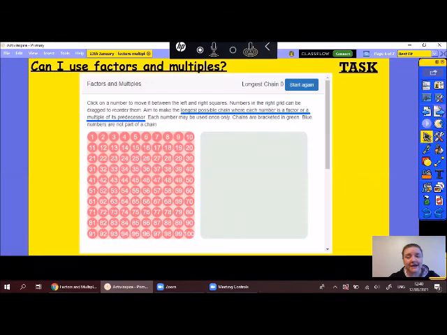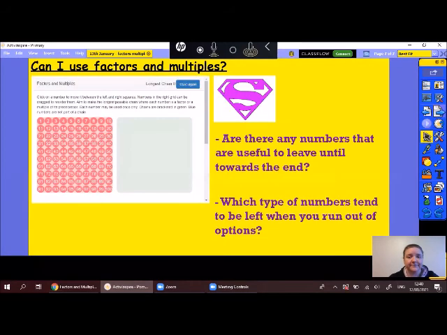Now there are some super challenge questions for this task today. If you're really confident with this and you can make a really long chain, I want you to think about these 2 questions. Are there any numbers that are useful to leave until towards the end when you're running out of options? Also, which type of numbers tend to be left still in the grid when you run out of options? When your chain is as long as it can be, have a look at the numbers that are left and see what type of numbers they tend to be.